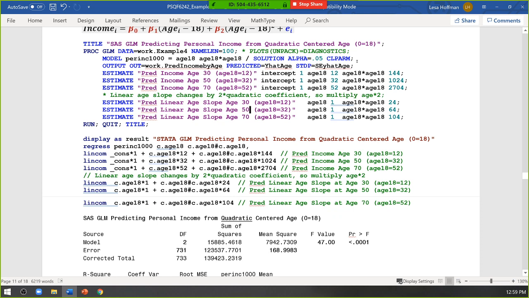Likewise, there's some extra stuff in here that you haven't seen before. This line right here, output out, you don't need that either. What that does is save pieces of output as SAS datasets so that I can then access them and do math on them. I did that in order to create columns of predicted values so that I could make pictures. You don't need to do that, so you can just disregard that part.